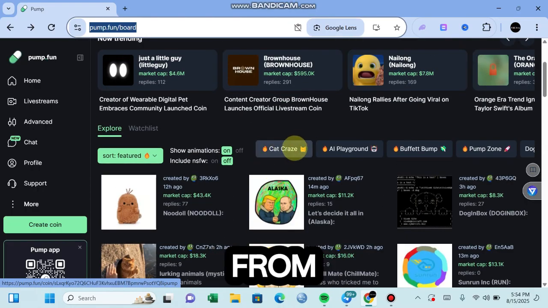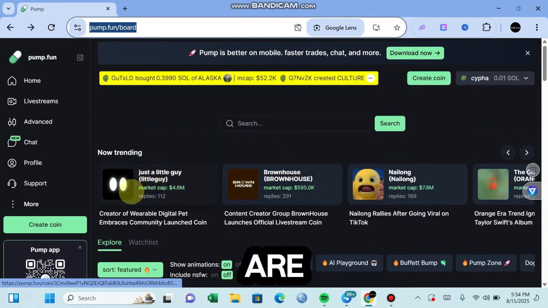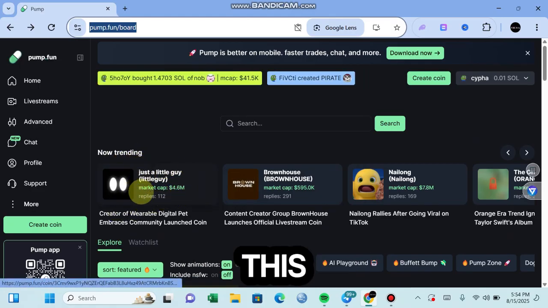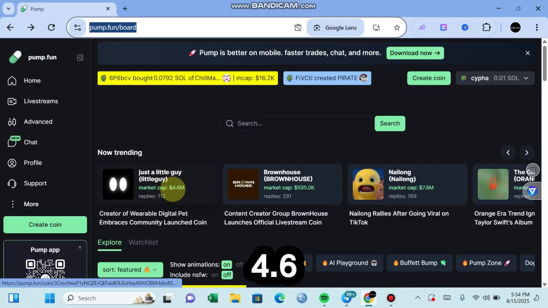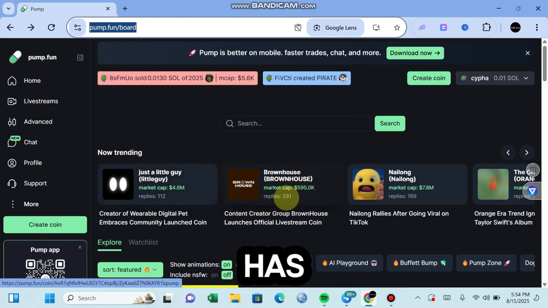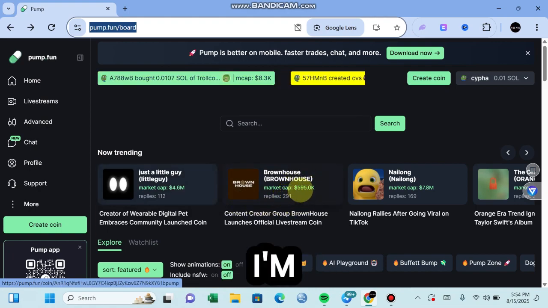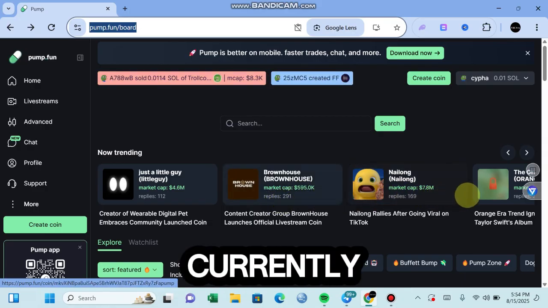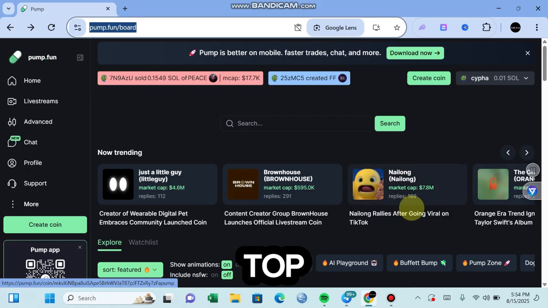So this is Pump.fun. This is the home screen. All you can see are the coins that are currently trending. This particular one, just a little guy, has a market cap of 4.6 million, about 112 replies. And this one has a market cap of about 591k, about 201 replies. So these are the coins that are currently trending and they are at the top, you get.